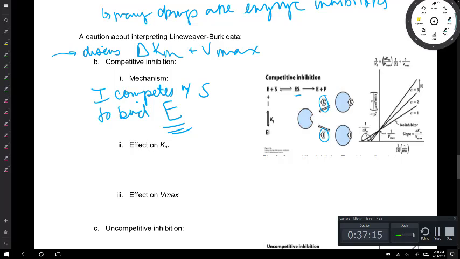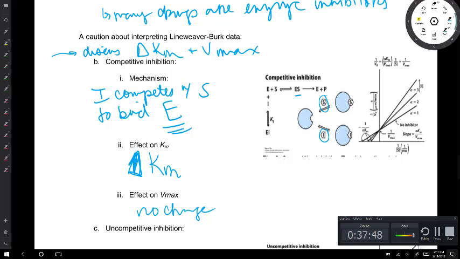So an inhibitor is going to change the Km, or change the apparent Km, because you're going to need to pump in more substrate to overcome that inhibitor. However, once the substrate is bound to the active site, the reaction velocity isn't going to change. So the Km is going to change with the presence of an inhibitor, but the Vmax isn't going to change.